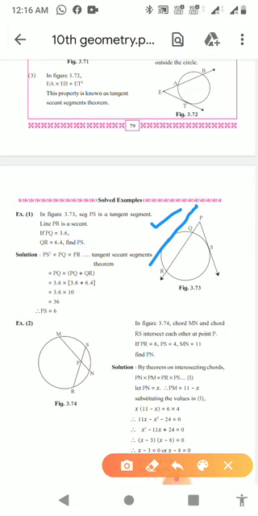Now we will get PS square as 36, then I have to calculate PS, because they ask me to find the value of PS. So PS can be calculated by taking the square root. So the square root of 36 is 6.